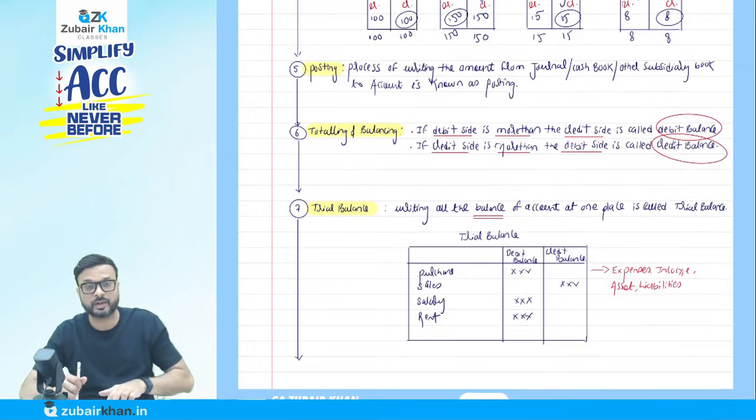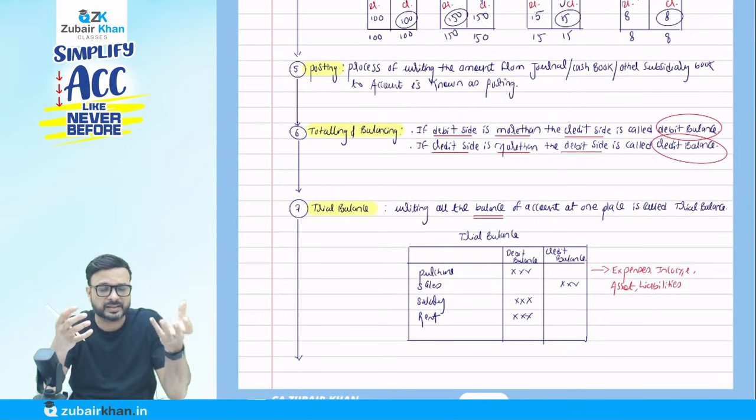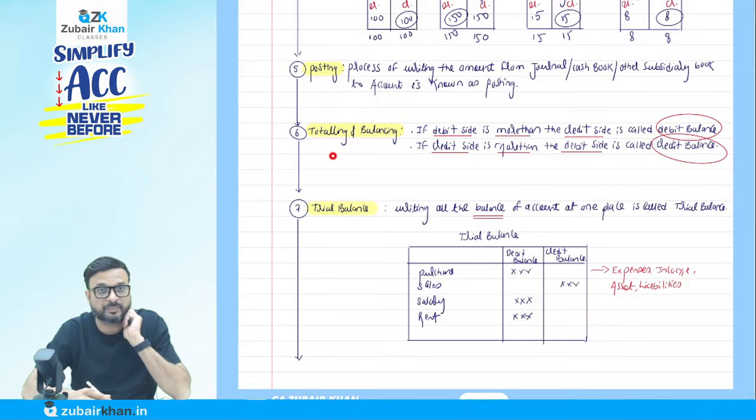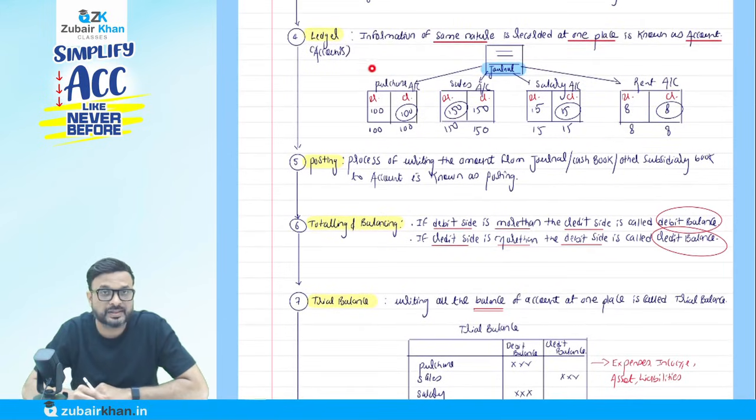But there are so many transactions in one specific account. So to make it simple, we do the totaling and balancing. Step number 6, totaling and balancing. If the debit side is more than the credit side, we call it a debit balance. And if the credit side is more than the debit side, it is called a credit balance. What does it mean? This is a box. The left hand side in accounting we don't call left hand side, we call it debit, and the right hand side we call credit. Like debit, credit, debit, credit.